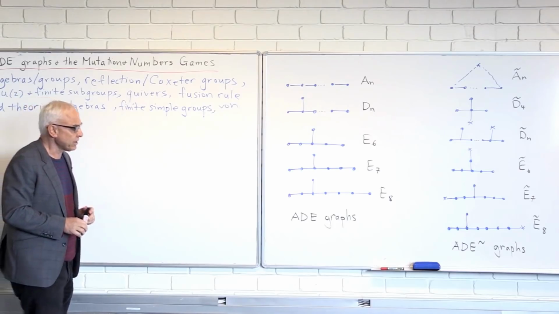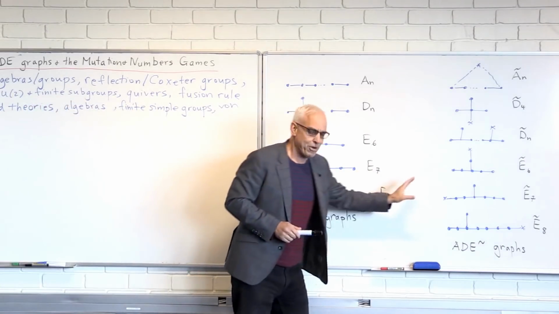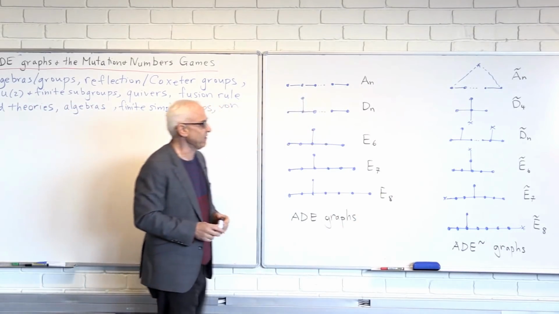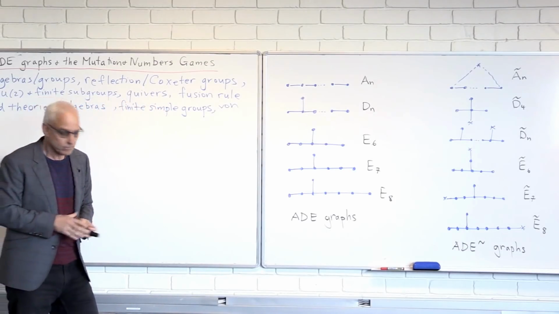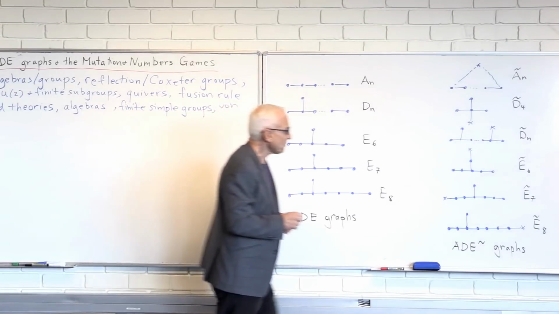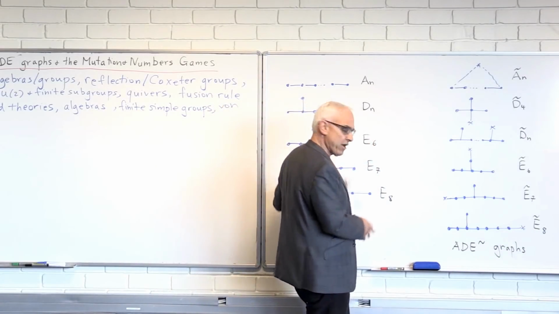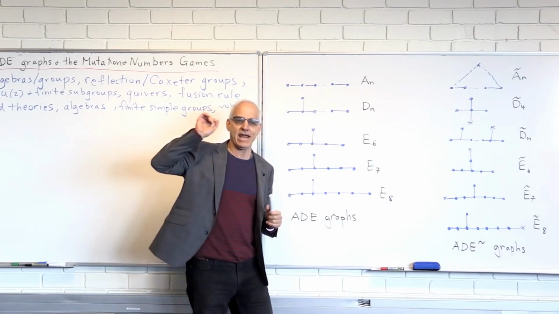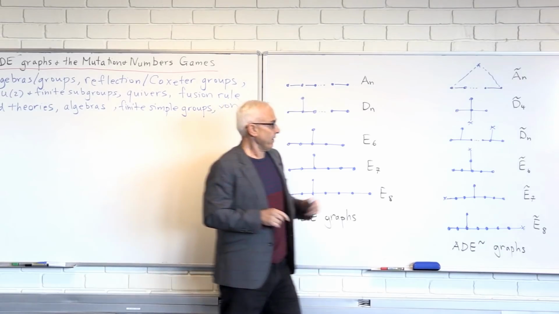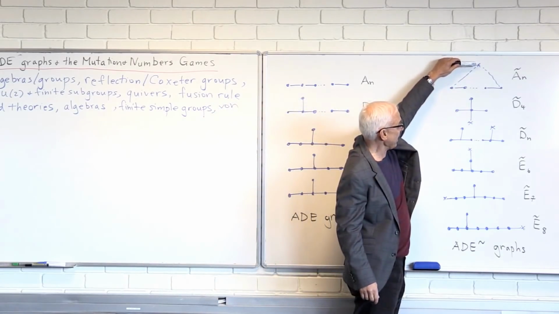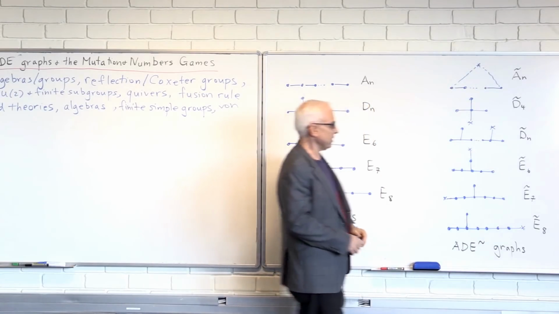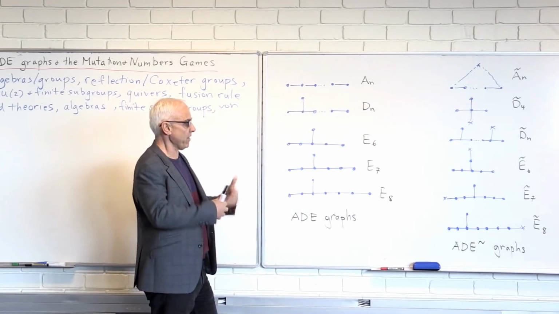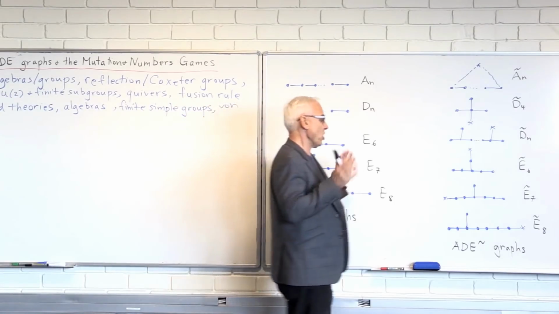Okay, we should not mention them without mentioning also some closely associated affine variants called the ADE tilde graphs, and we'll see their role in a second. So these are modifications of these where you add an extra vertex. The extra vertex for the A_n tilde graphs is up here, forming a little circuit. And that's the only one that is a non-tree.